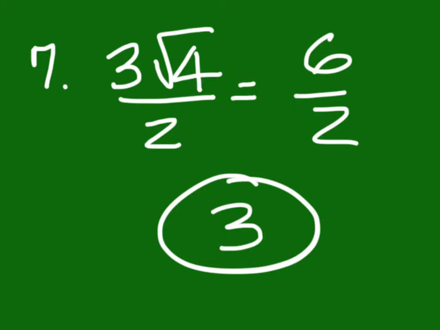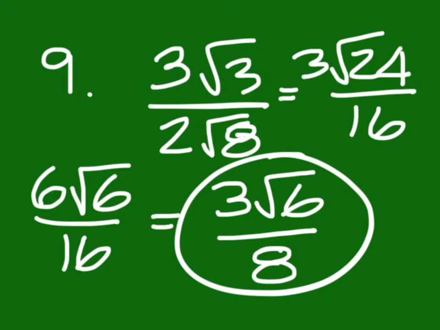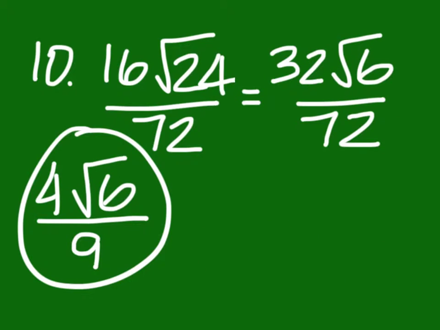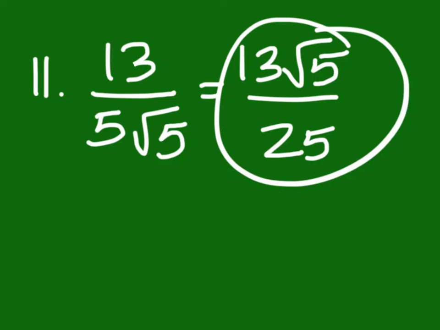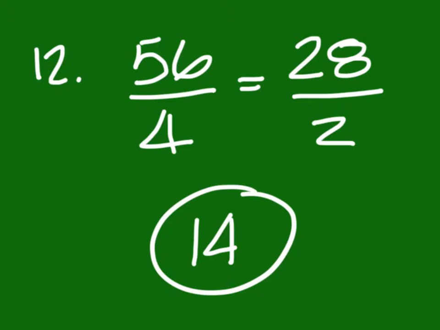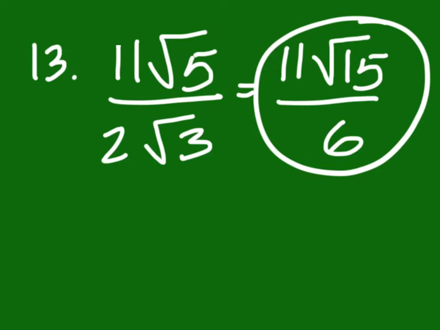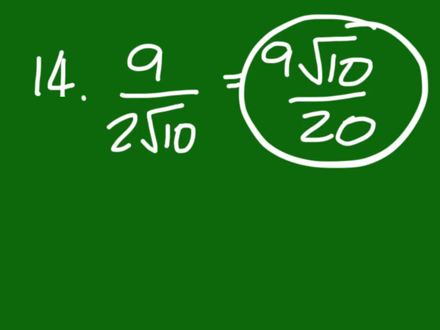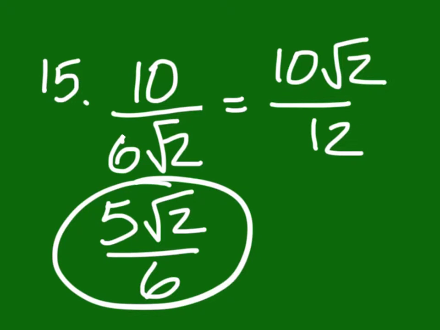7 is 3. 8 is 3 square root of 3. 9 is 3 square root of 6 over 8. 10 is 4 square root of 6 over 9. 11 is 13 square root of 5 over 25. 12 is 14. 13 is 11 square root of 15 over 6. 14 is 9 square root of 10 over 20. 15 is 5 square root of 2 over 6.